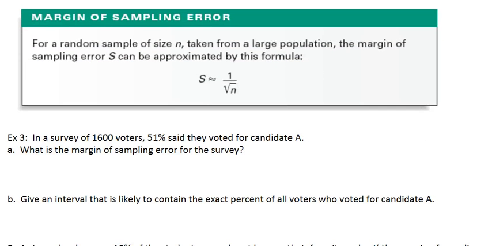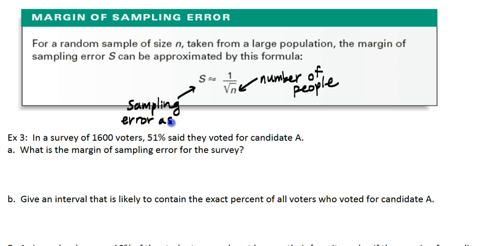So for a random sample of size n taken from a large population, the margin of sampling error can be approximated by this formula. All right, so you need to write this down. N in this formula is the number of people that you have surveyed. And S is the sampling error as a decimal, and then you usually convert it to a percentage. Sampling error as a decimal.